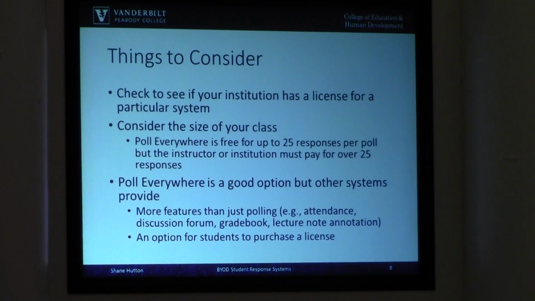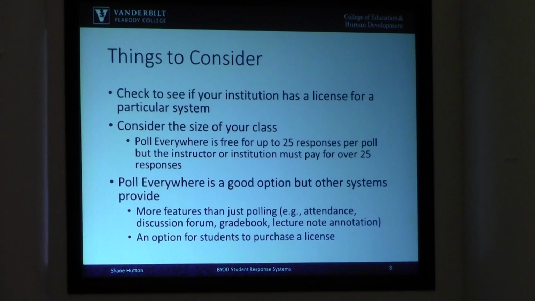That is in contrast to the other systems out there. Poll Everywhere is a good option, but the other systems provide the option for students to purchase the license, so the instructor does not have to purchase a license. When I used Top Hat for my class, I didn't pay anything. The students paid a small fee, certainly less than what they would have paid to buy a clicker. And also, Top Hat and these other systems offer more features than just polling. So it's kind of like a one-stop shop.